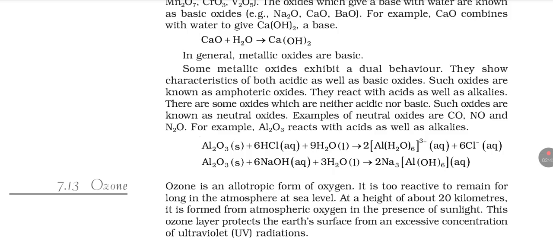Some metallic oxides exhibit a dual behavior. They show characteristics of both acidic as well as basic oxides. Such oxides are known as amphoteric oxides. They react with acids as well as alkalis. There are some oxides which are neither acidic nor basic. Such oxides are known as neutral oxides.